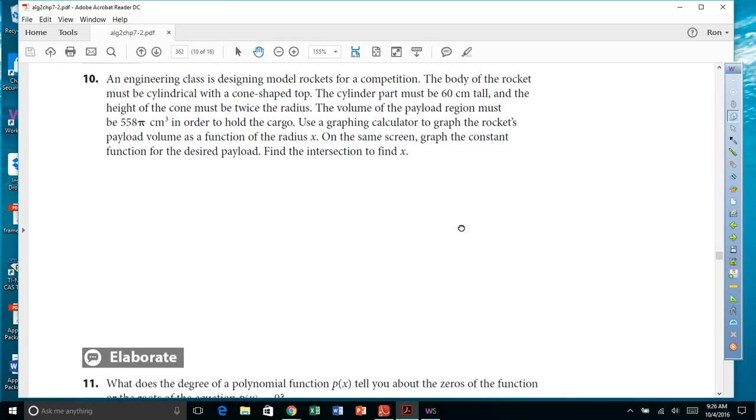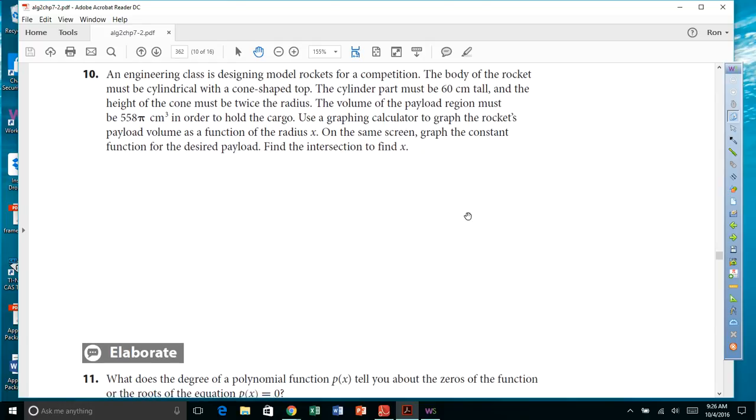Your turn. An engineering class is designing model rockets for a competition. The body of the rocket must be cylindrical with a cone-shaped top. The cylinder part must be 60 centimeters tall, and the height of the cone must be twice the radius. The volume of the payload region must be 558 pi cubic centimeters in order to hold the cargo.